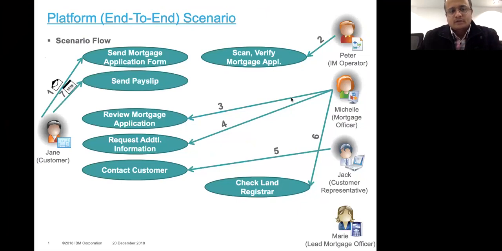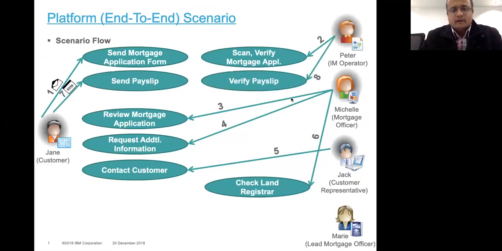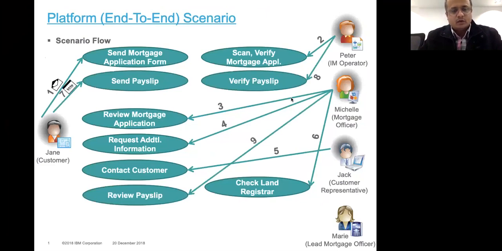From there, you see that the customer is now sending a payslip because there is some information missing from the loan application form. So she sends the payslip out to the bank, and again the same process is followed. The payslip is verified, and then it is reviewed by Michelle. And then she figures out that the payslip is old, or it's not the most recent payslip that's been sent. So she will ask Jack, the customer rep, to talk to Jane and ask for a recent payslip.